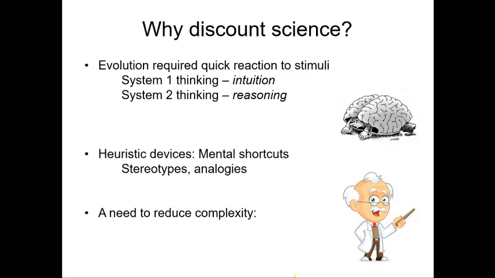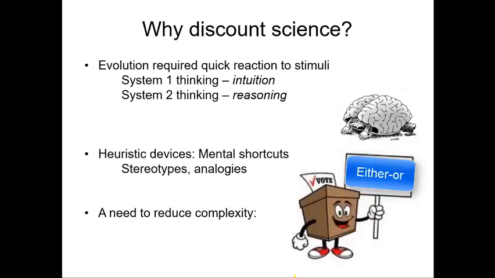We also have a need to reduce complexity. We're always looking for either-or answers, right, wrong, good or bad. This is what we call patternicity, imposing structure on things, looking for patterns.